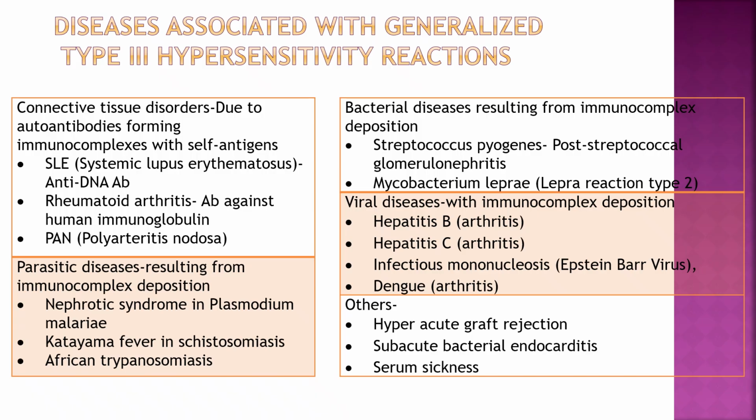Bacterial diseases: Streptococcus pyogenes, post-streptococcal glomerulonephritis; Mycobacterium leprae, lepra reaction type 2. Viral diseases: hepatitis B, arthritis; hepatitis C, arthritis; infectious mononucleosis, Epstein-Barr virus; dengue, arthritis. Others: hyperacute graft rejection, subacute bacterial endocarditis, and serum sickness.